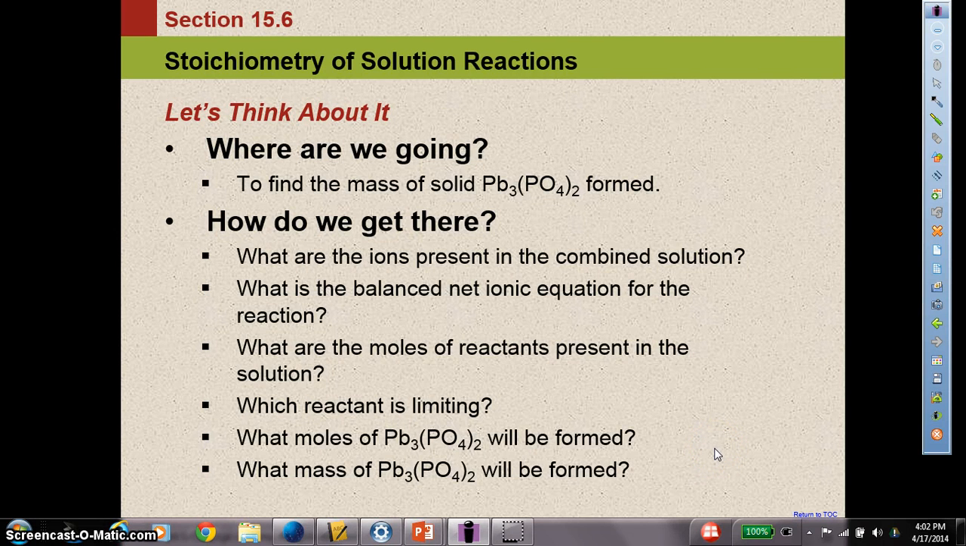So if we want to look at it in words instead of numbers and check out the direction we need to go when answering a question like this, we have to know where we're going. We want to know the mass of the solid Pb3(PO4)2 that's formed. And we got there by doing a process that we're very familiar with, only this time instead of gas laws or just regular limiting reactants with multimole ratios, we add in addition to that molarity. So it's just a few more steps that you have to take in order to get to the answer, and we'll continue to practice these in class.